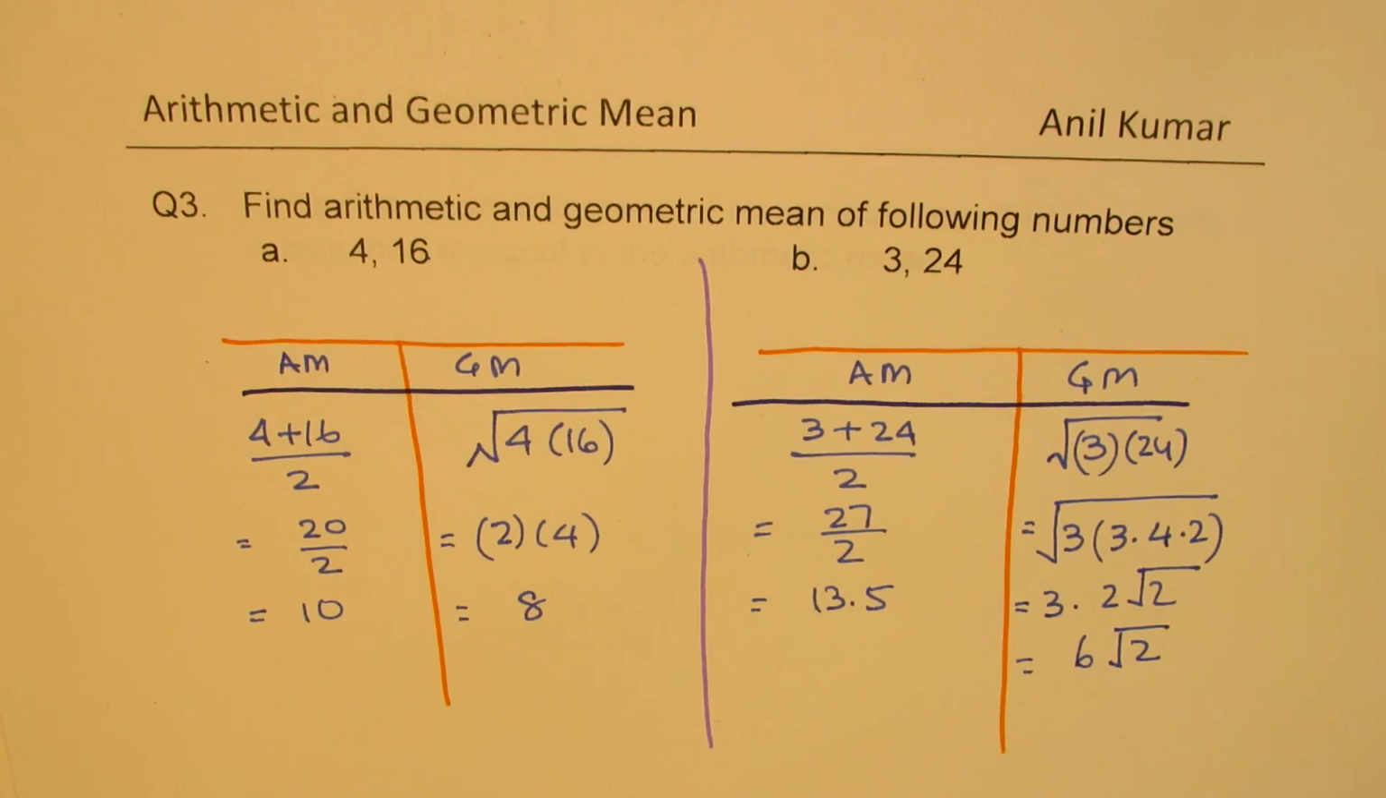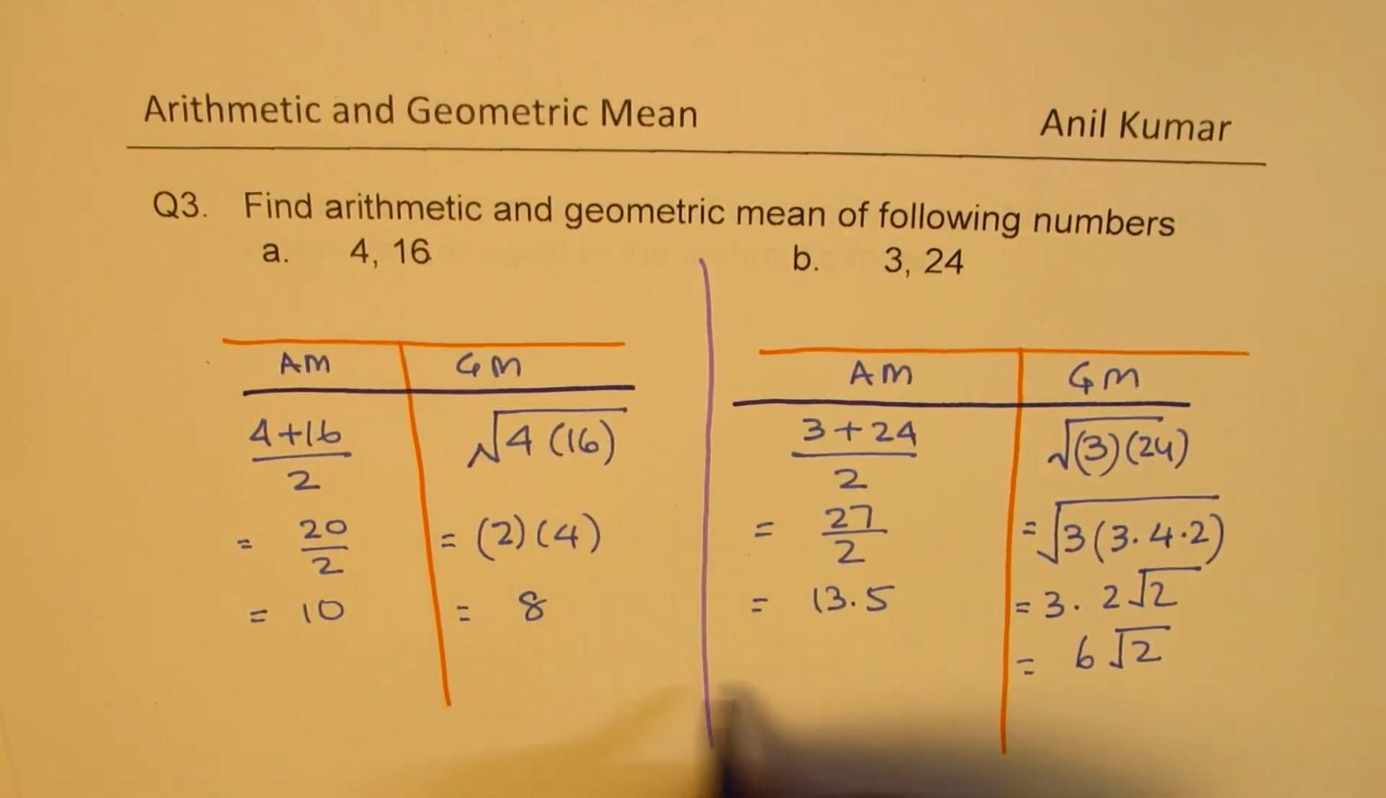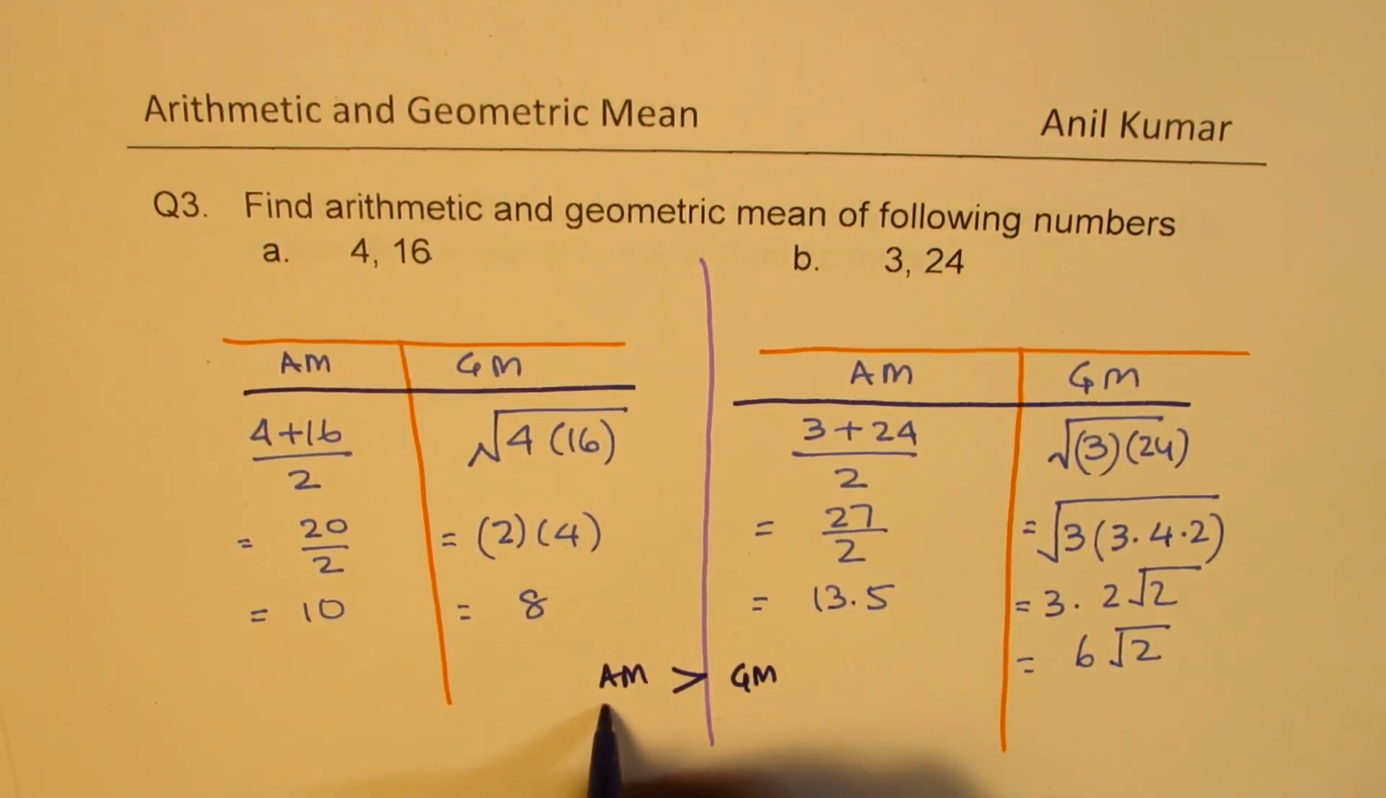So that is how you could calculate the arithmetic mean and the geometric mean. Whenever you have this kind of a question, it's important to reduce it to the lowest terms and then write down the answer. What you notice here in both cases is that the arithmetic mean was greater than the geometric mean, right? Now normally that is the case.